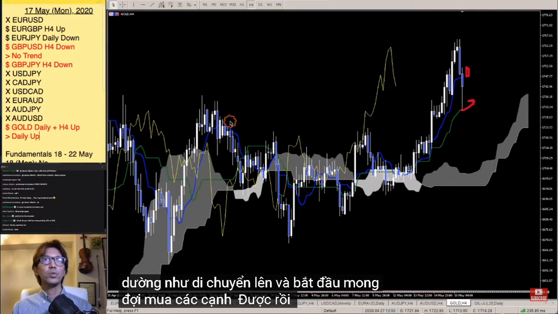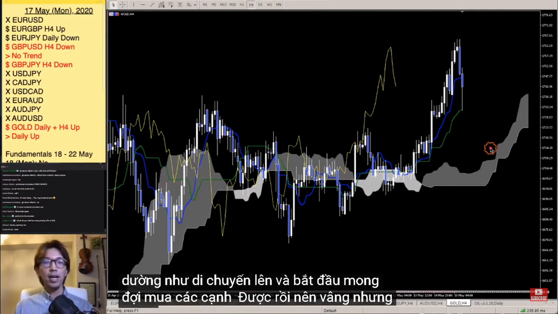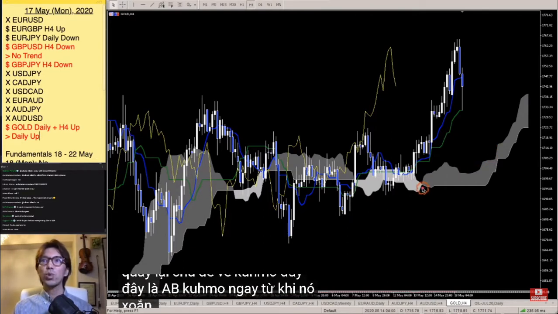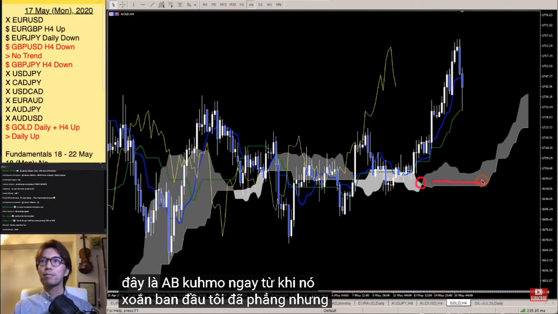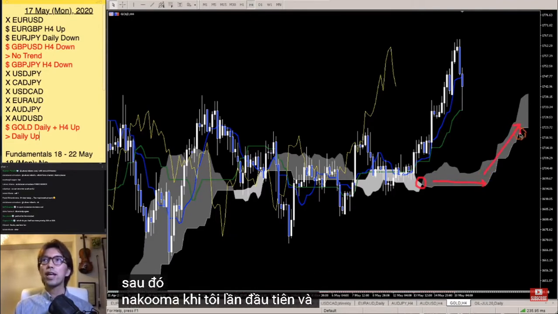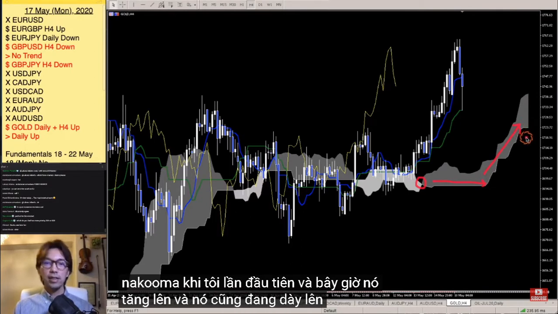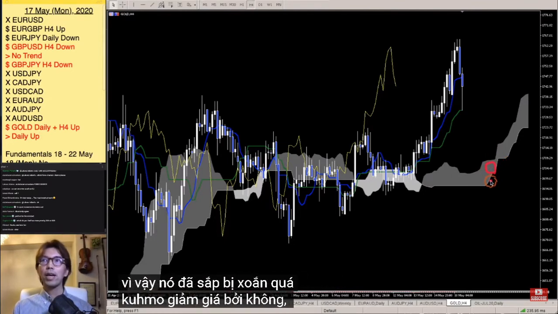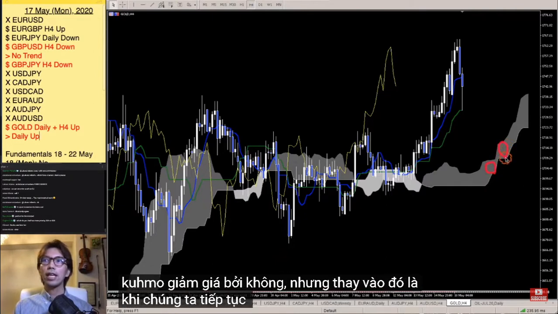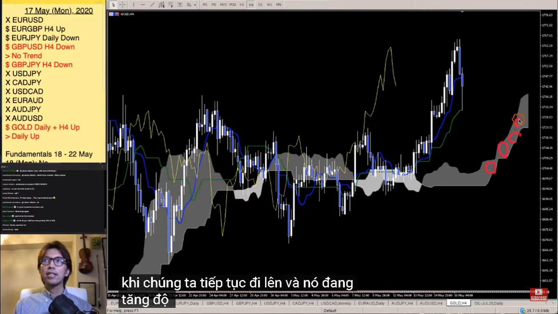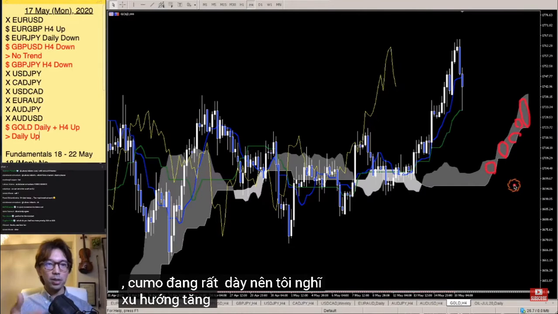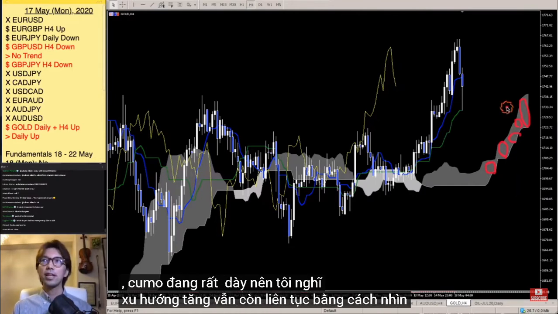All right, coming back to the topic of Kumo here, this is up Kumo, right? Ever since it twisted, initially it was flat, but afterwards the Kumo went up first, and now it's going up. And it's gaining its thickness, right? It was thin before, so it was about to be twisted to bearish Kumo. But it didn't. Instead it kept going up, and it's gaining thickness. Right now the Kumo is very thick. So I think the uptrend is still continuing by looking at this Kumo here.